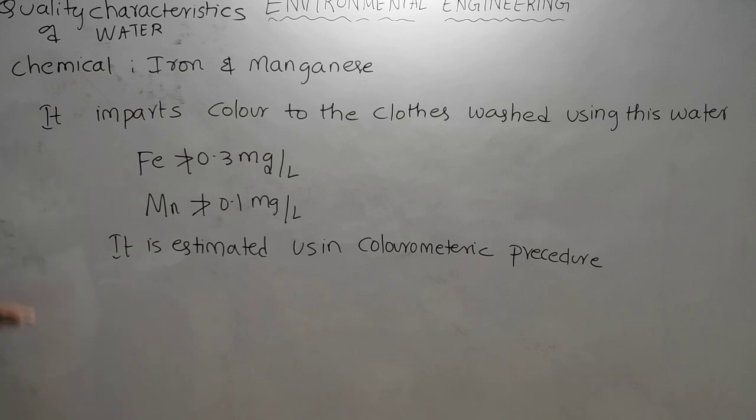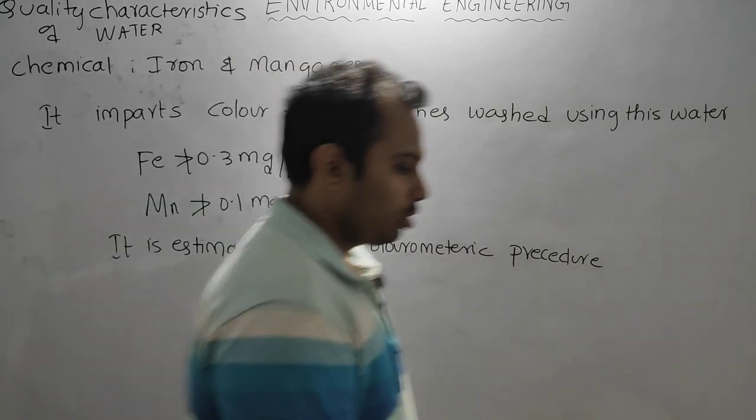So these are all the important metallic ions that need to be discussed. I told you the limits of some toxic metals already. You can refer to the IS code. So these are the important chemical characteristics of the water.